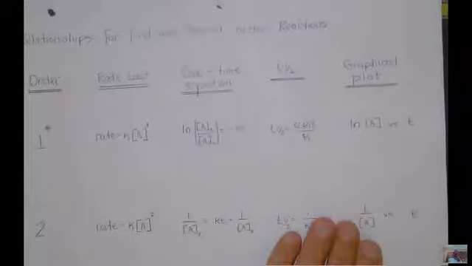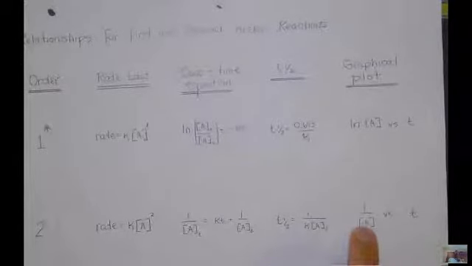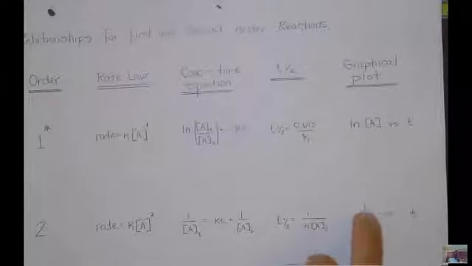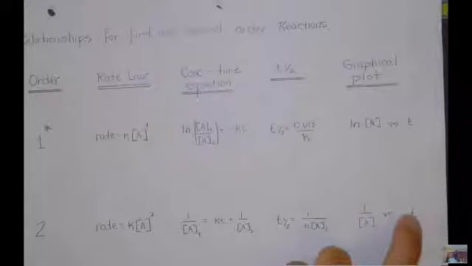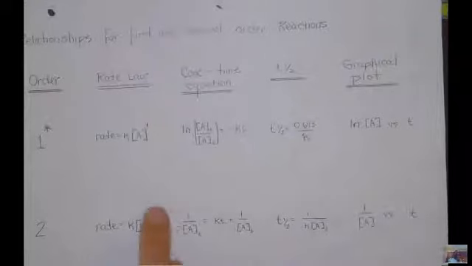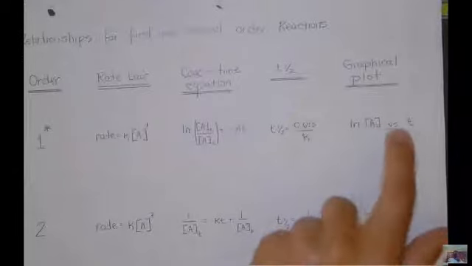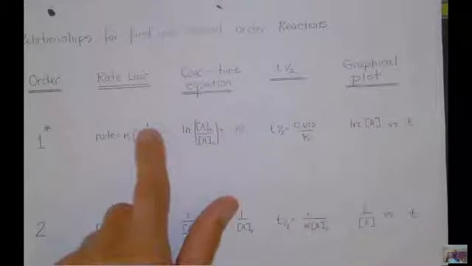And last thing, this I will ask you on a test, on a qualitative question. What do I learn if I graph 1 over the concentration at a certain time versus the time? If that turns out to be a straight line, then I know that it's second order in that species. If this one turns out to be a straight line, I know it's first order.